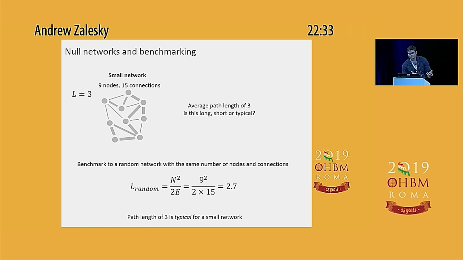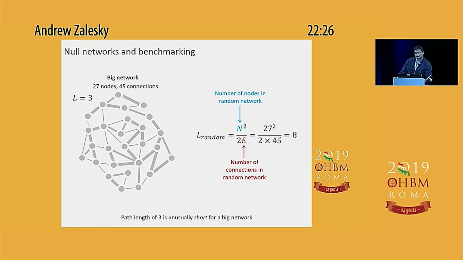It's maybe a little bit longer than average, but it's fairly typical. In contrast, if we consider a bigger network, so now we have 27 nodes and 45 connections, and we can compute that same formula again, remember this is the analytical formula for path length in a random graph, it turns out that the path length on average is much longer. It's a path length of 8. And so if we find that our path length in our real connectome is 3, we can say, well, this is pretty unusual. A path length of 3 in our real connectome is quite short.